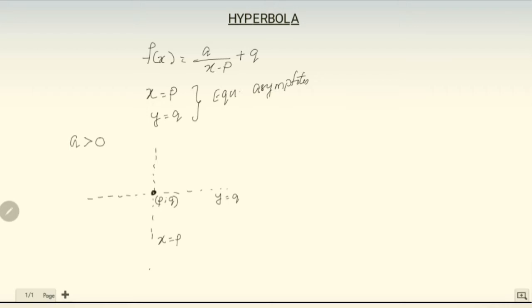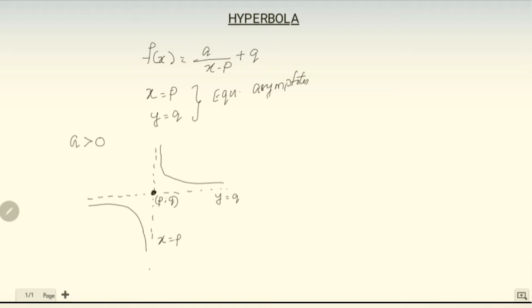Now if a is positive, the hyperbola will look like this. A hyperbola is a broken graph. So the first part is here in the first quadrant of the asymptotes, and the next part is opposite to that, that is in the third quadrant, like this. Here the quadrants I mentioned are with respect to the asymptotes, not the axes. Please note that point. So first part in the first quadrant and the next part in the third quadrant. This is how it looks, and the point of intersection of the asymptotes is always (p, q).